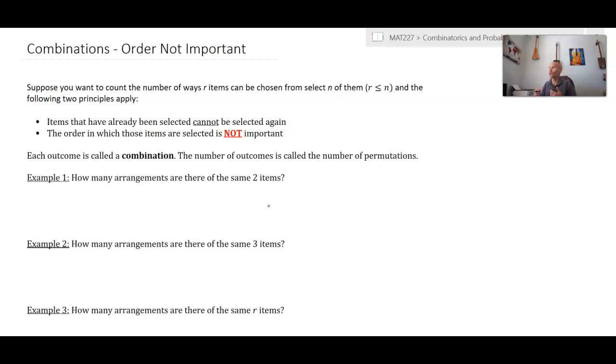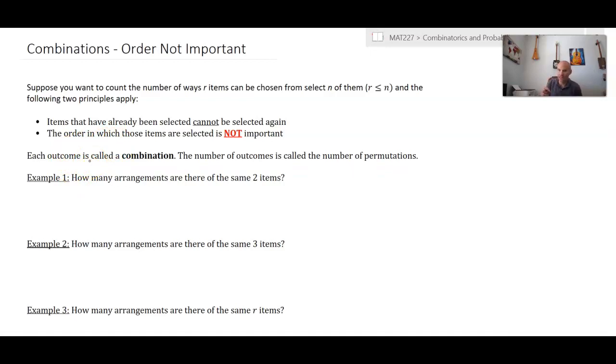So that would be a situation where I can't call Sam twice and have him serve as 2 different people, nor can I do that to Julie. She's only one person, he's only one person. So I can't select the same person twice, but also the order in which I call them is not important because they're going to be completing the same task. Now, each of these types of outcomes where you can't select again from those n people, you're going to select r of them, and the order in which they're selected is not important, we call this a combination.